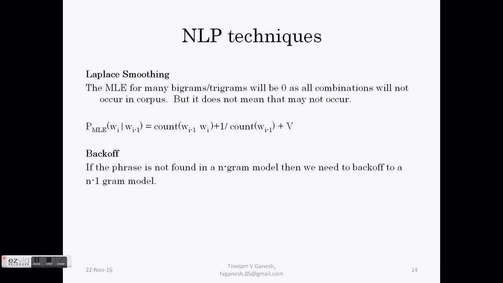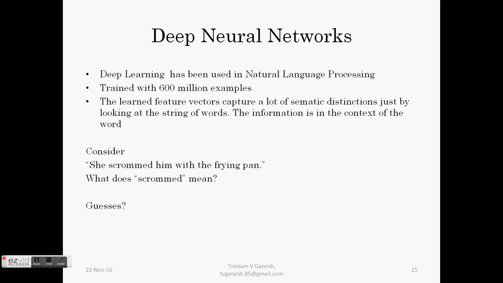And then we have a back off algorithm, where if the phrase is not found in the n-gram model, then we need to back off to the n minus 1 gram model. That is, if you don't find a particular three-word combination, that is a trigram, you back off to a bigram.